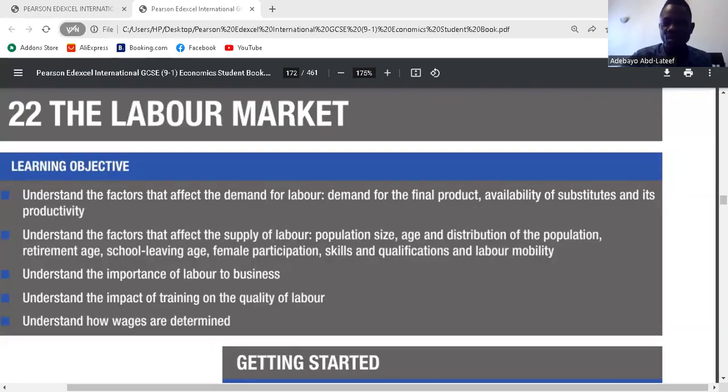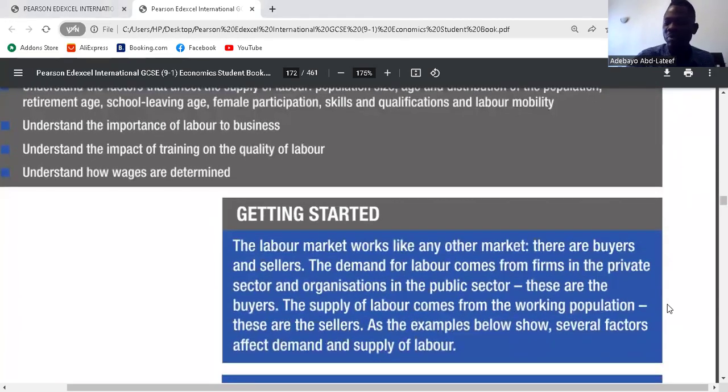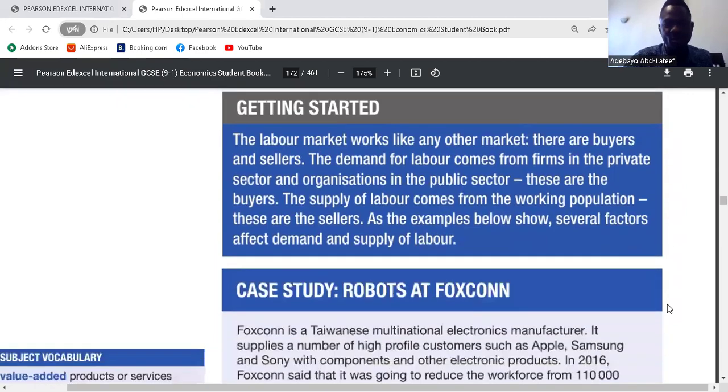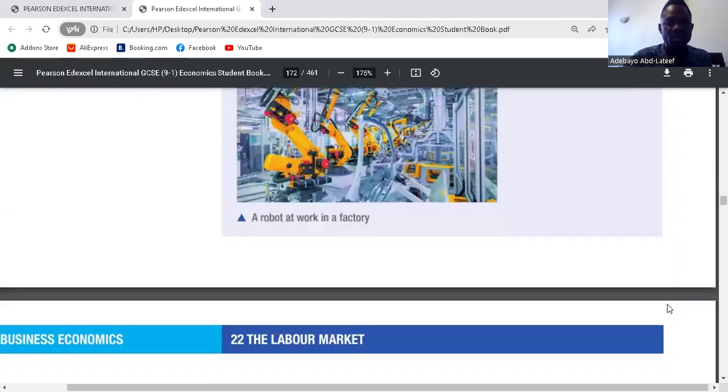Go to chapter 22, the labor markets. So when we talk about the labor market, we're talking about where the supply and the demand for labor meets or interchange. That's what the labor market is. So we'll go on.